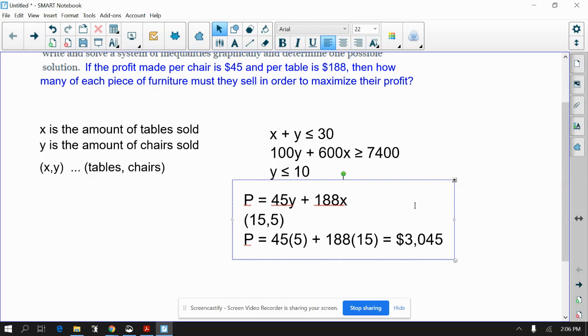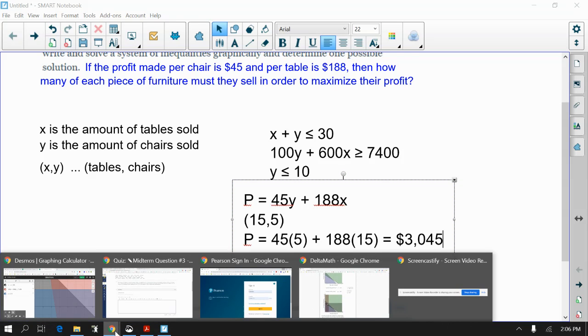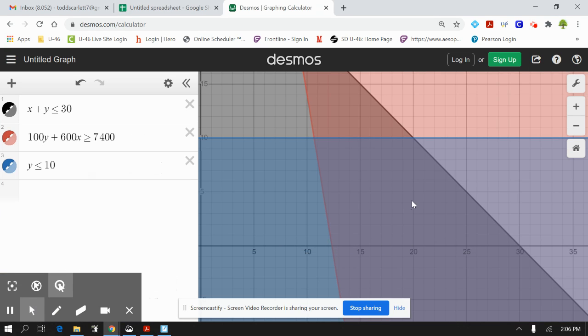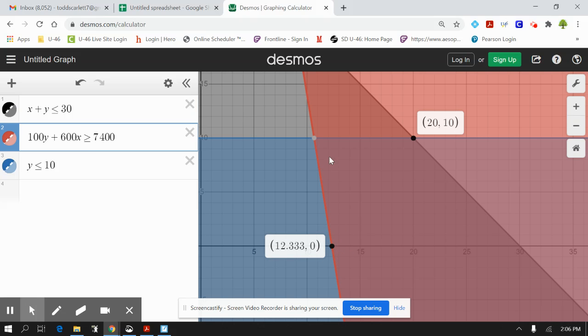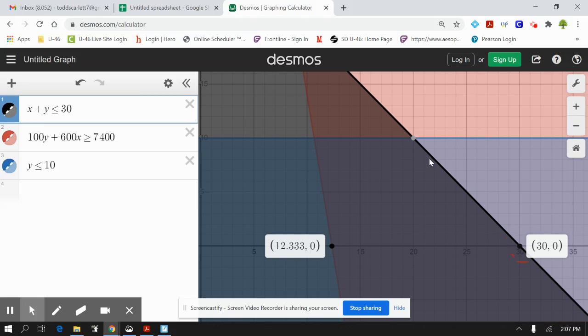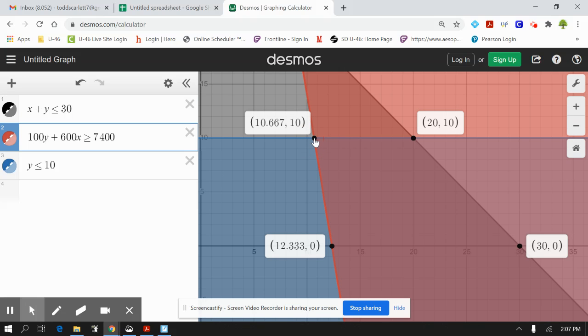But is this the greatest profit I could possibly get? Is it the greatest one? I mean, I just randomly chose (15, 5). What if I chose 25? Is that more or less? Well, luckily for us, there is a theorem. When we try to maximize something or minimize something, it's going to be at one of the vertices. A vertex is when you turn the corner on the shaded region. So if there's a maximum or a minimum, it's going to occur at one of these vertices.